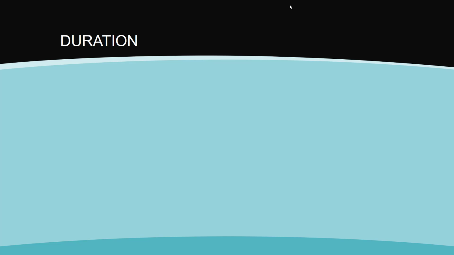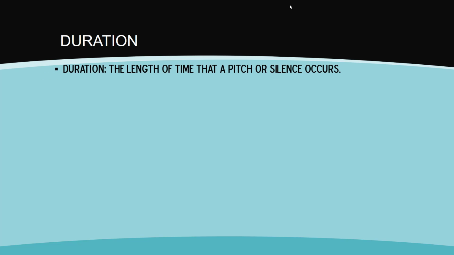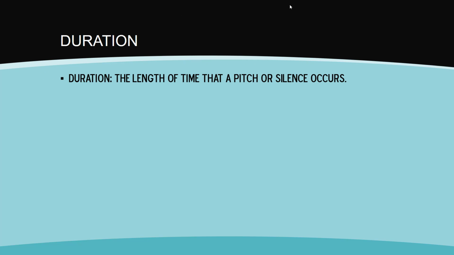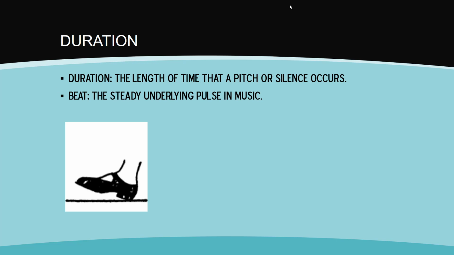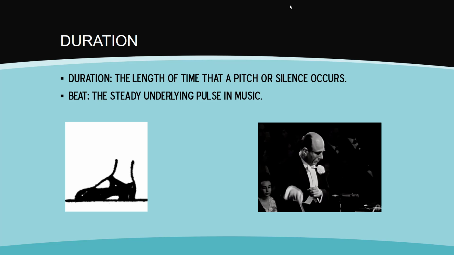This module explains the conventional symbols for duration. Duration is the length of time that a pitch or silence occurs. The unit of measurement that we use to describe duration is a beat. The beat is the steady underlying pulse in music. It is the thing that you tap your foot to when you hear music. It is what a conductor shows with their hands or baton.